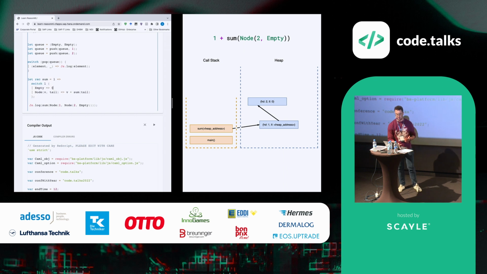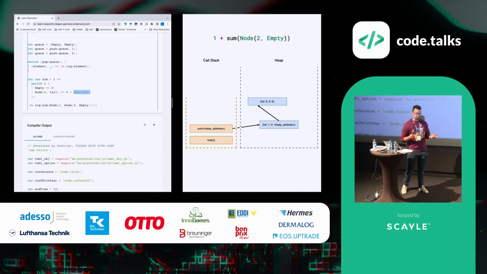Our function now checks which constructor the list is actually using. And in our case, our list is not empty, right? Because we are starting with the first node, which contains the element 1. So we jump into the second case. The second case now tells us, okay, if you have a list which is not empty and it has an element, what you have to do is take the element and add it up with the sum of the tail of the list.